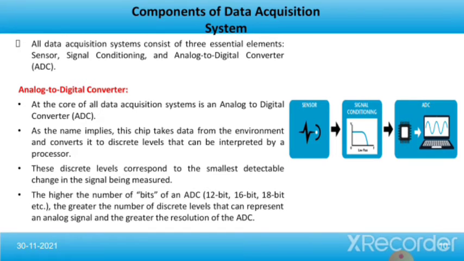Now we'll talk about the components of a data acquisition system. All data acquisition systems consist of three essential elements: sensor, signal conditioning, and ADC.